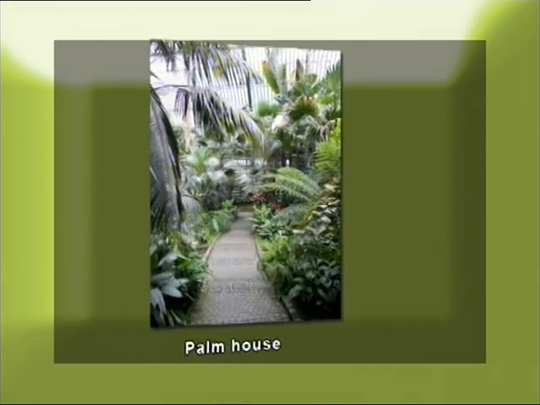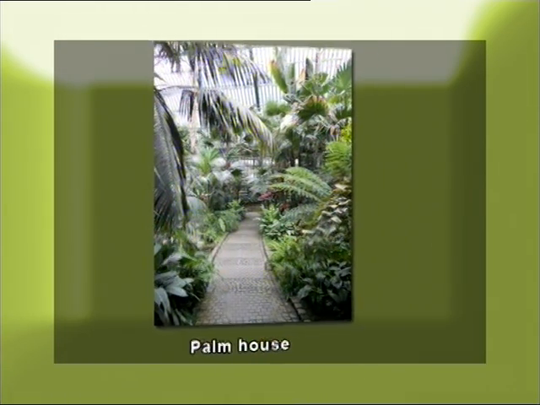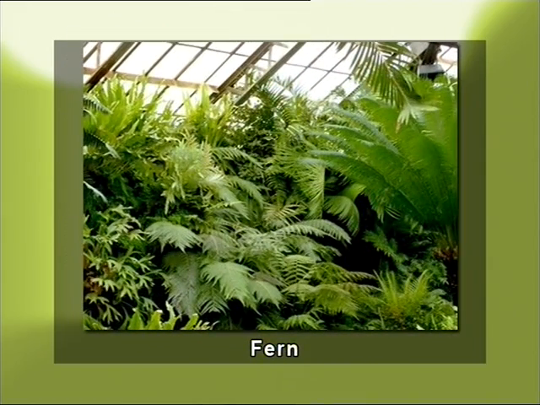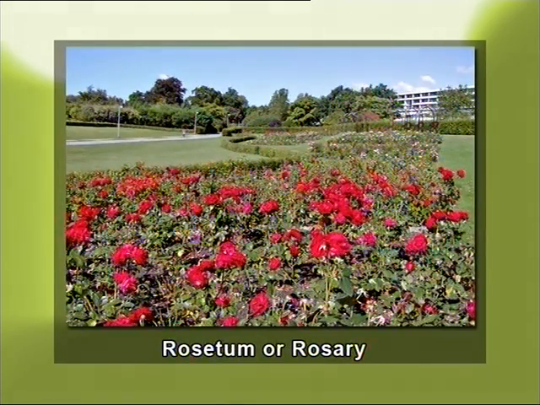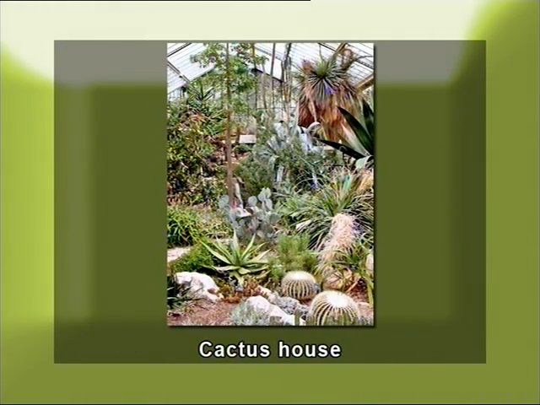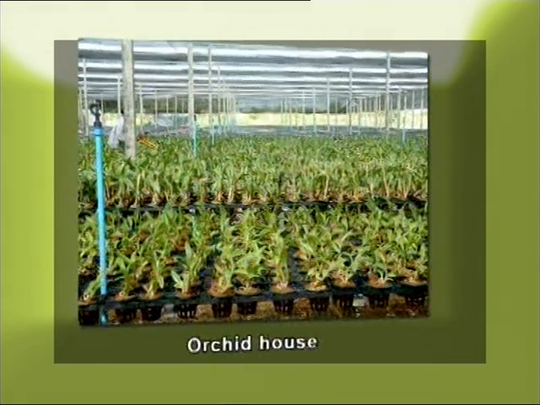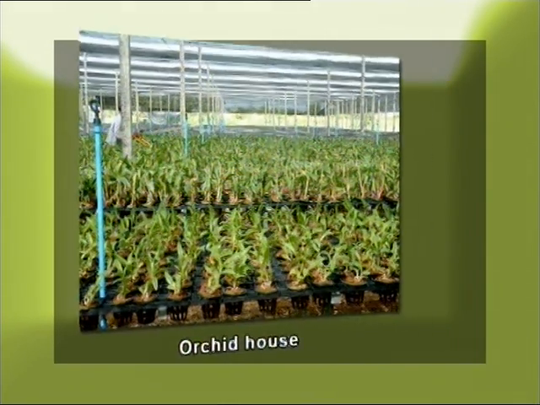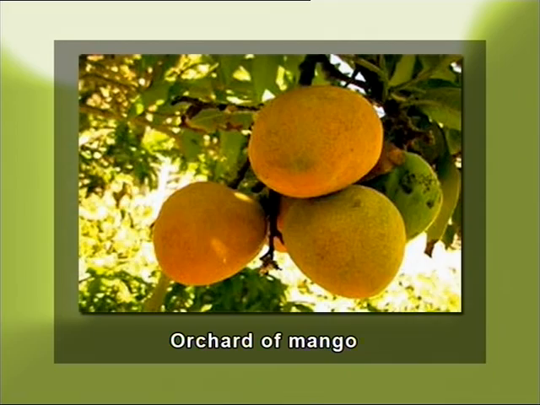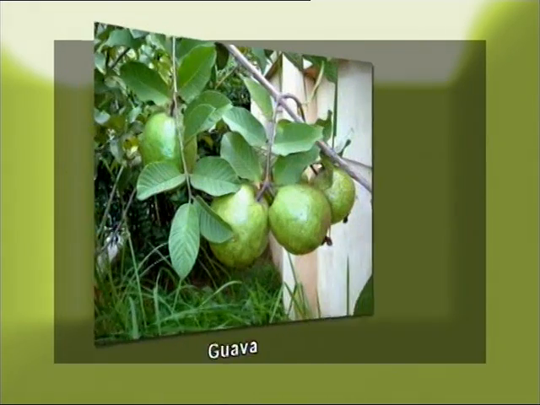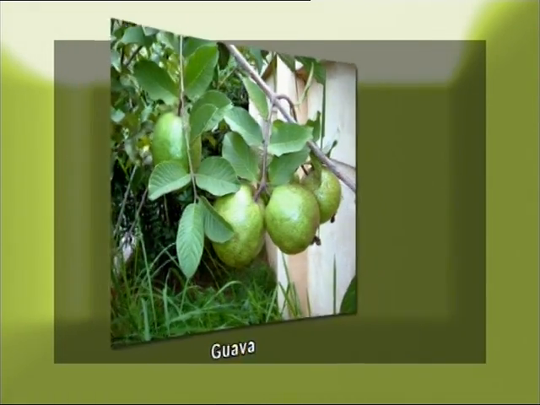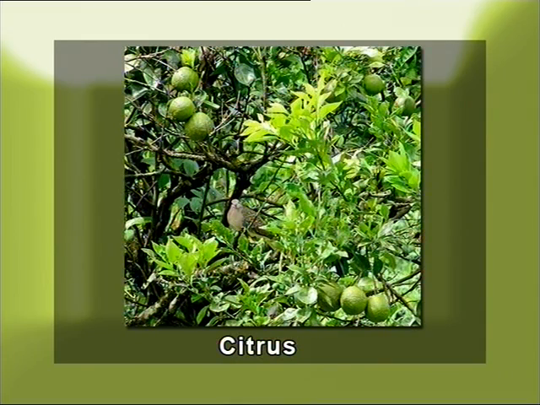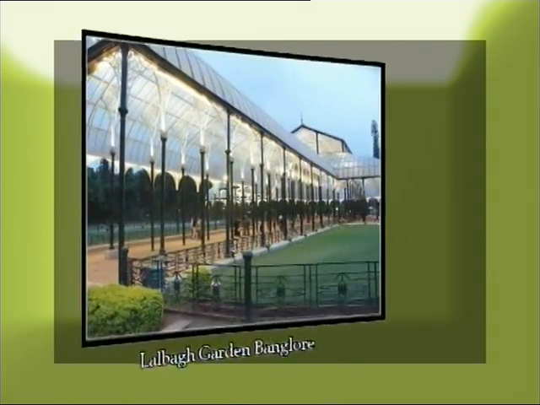The main garden covers an area of 30 kilometers and is famous for its palm house, fern house, rosarium, cactus house, orchid house, orchards of mango, guava, and medicinal plant sections. Number 3.